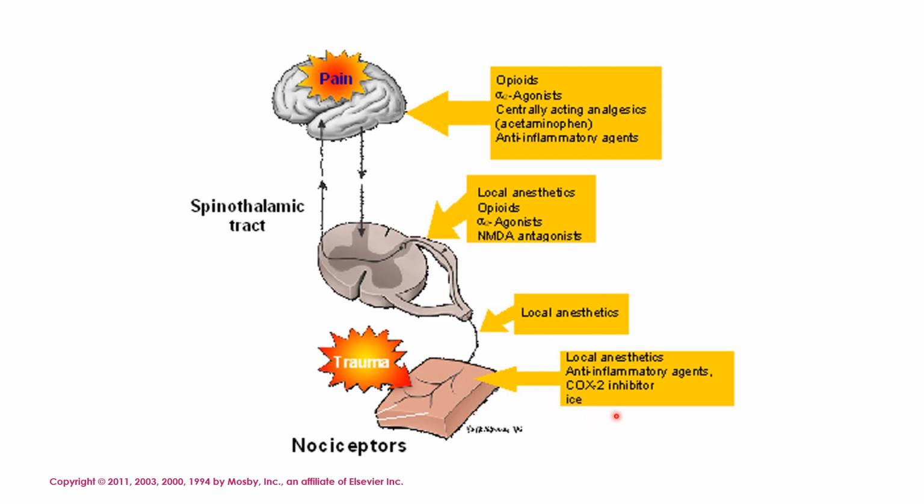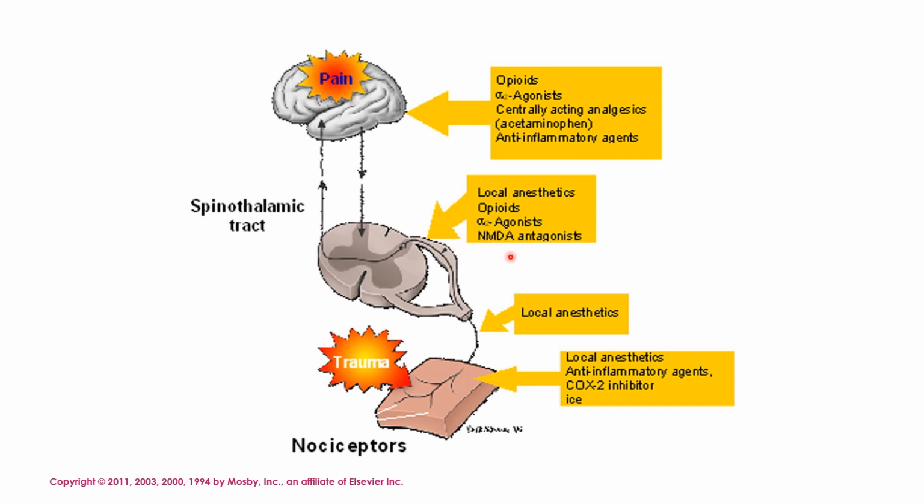Now we have our NSAIDs, and of course these are the COX-2 inhibitors, or NSAIDs. And we also have the anti-inflammatory agents, other anti-inflammatory agents. For the transmission pathway, of course, we have here also the nociceptors, and this can be inhibited by the local anesthetics. At the level of the spinal cord, we also have the local anesthetics, our opioids, our alpha-2 agonists, and our NMDA antagonists.